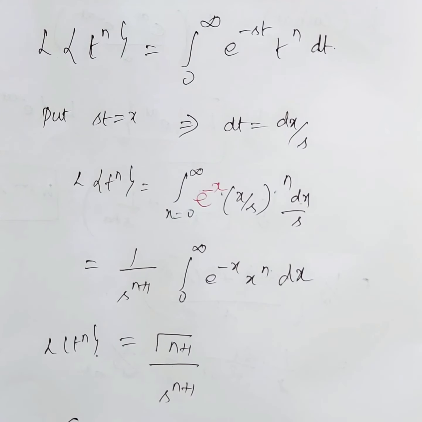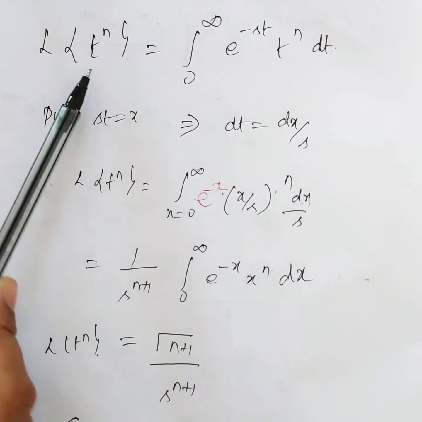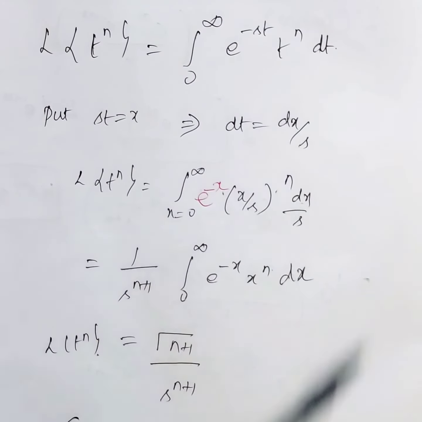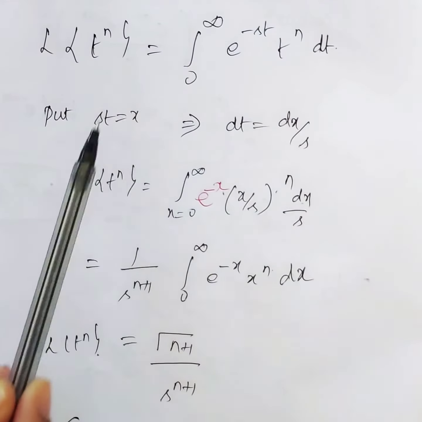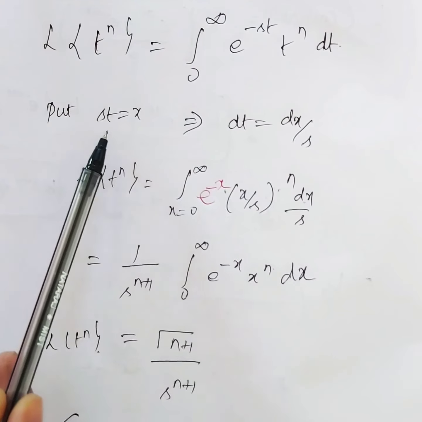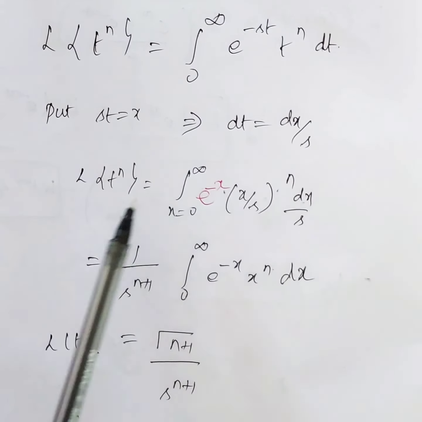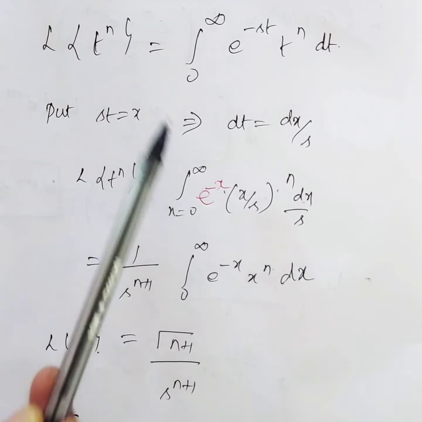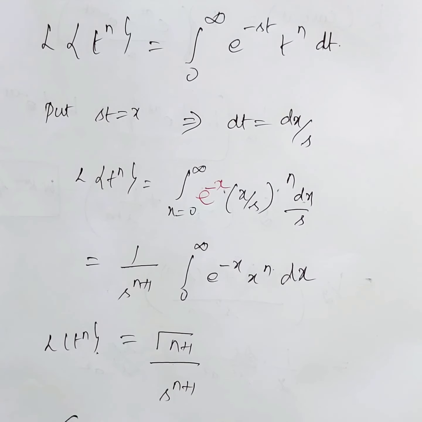Now let's see Laplace of t power n. What is the formula? Integral 0 to infinity e power minus st, my function is t power n, so I have written t power n dt. So e power st is there, right? So I am going to take st as some value x, integration by substitution. Therefore dt will become dx by s. Okay, and Laplace of t power n now will become, and limits are same. If t varies from 0 to infinity, x also varies from 0 to infinity.